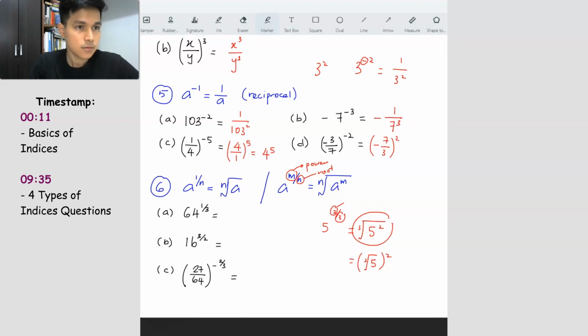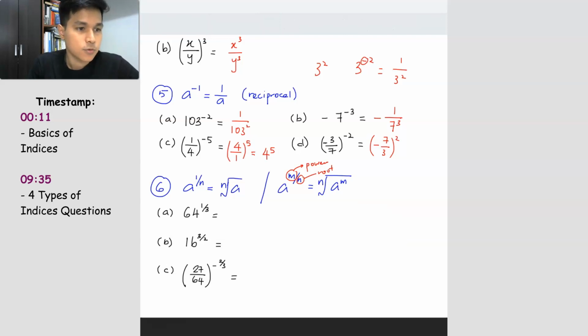Okay? So let us go through the example here. So 64 power 1 over 3. So that means the 1 is power, right? So power 1 is the same thing, so you don't have to write it. So you just write the 3. So it's cube root. The 3 is cube root. So you get 4. Answer is 4.